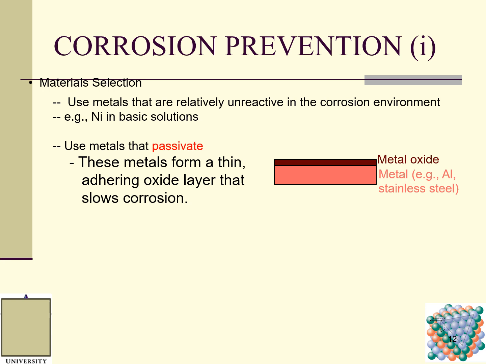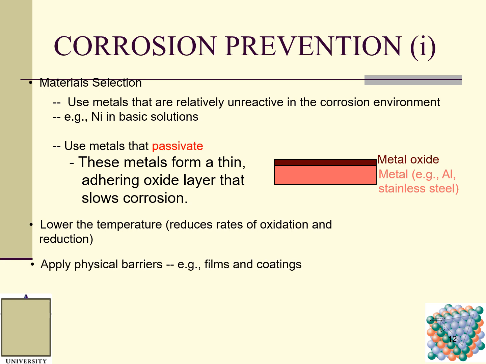Any questions? And another one is lower the temperature. We know that if we increase the temperature, we can accelerate oxidation and reduction. And then we go in the opposite direction, lower the temperature, and then we can reduce the rates of oxidation and reduction. Another way is to apply physical barriers, for example, films and coatings. By doing this, we can physically separate our materials from the oxygen in the surrounding area.